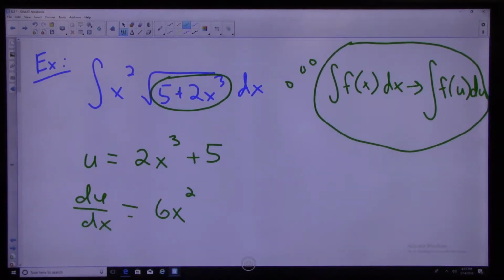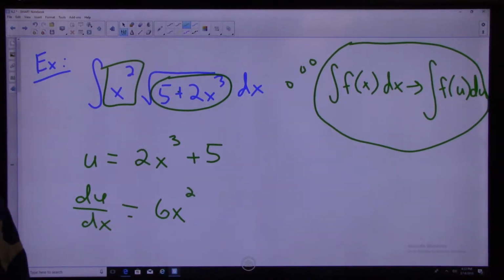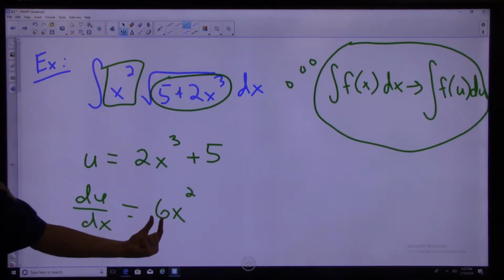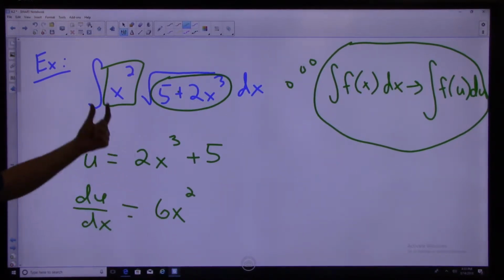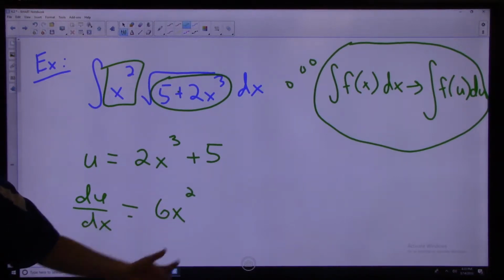So guys, look at this. We've got 6x squared, but up here in the function, we have x squared. So that's why I said we want to make it something similar to another expression we have in the function. So it's not exact, but that's pretty close. I mean, we've got a constant times x squared instead of just x squared. Well, I'm going to show you how to take care of that constant in a second.